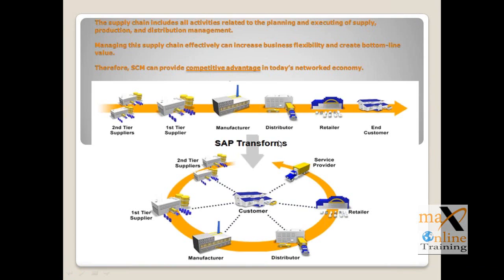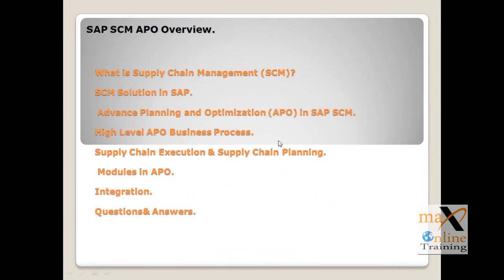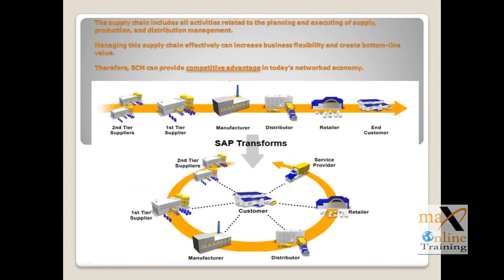So before we get to know about SAP APO, we should know about normal supply chain management, so then we can understand how it is linked to APO and how SAP prepared these things. So normally, Raghavendra, what is supply chain management? The demand flow and the supply flow.